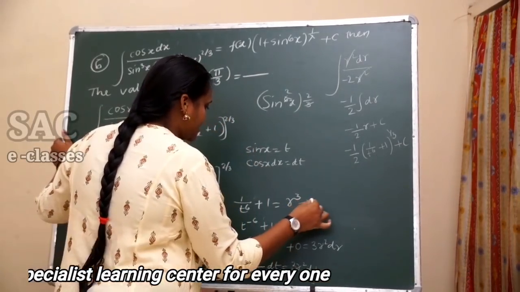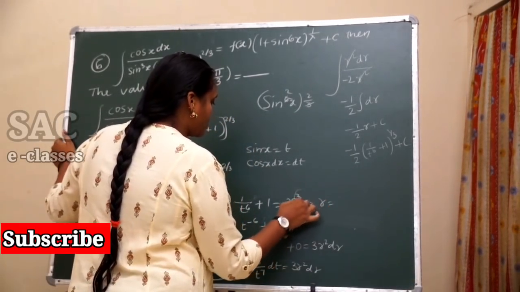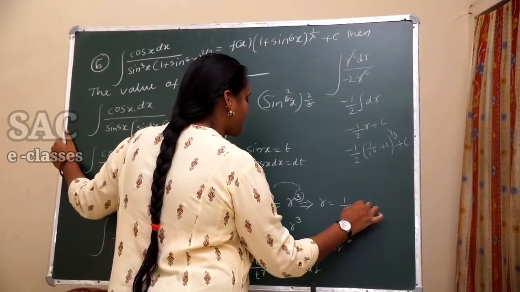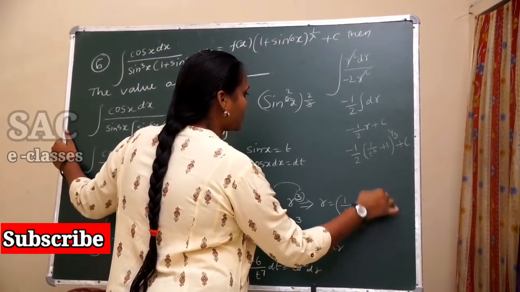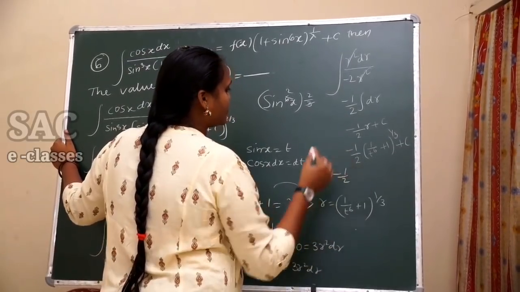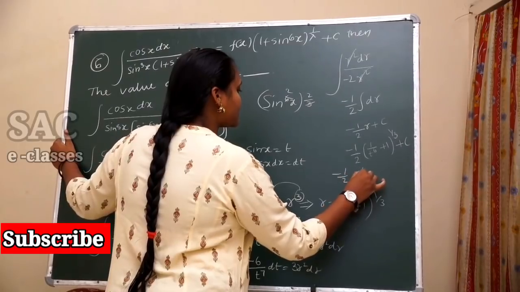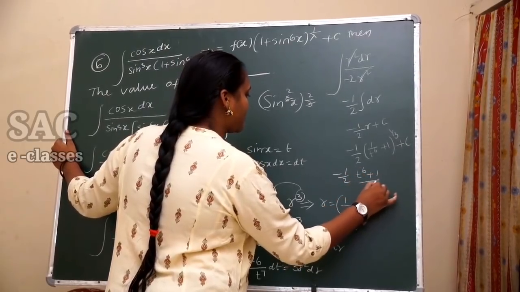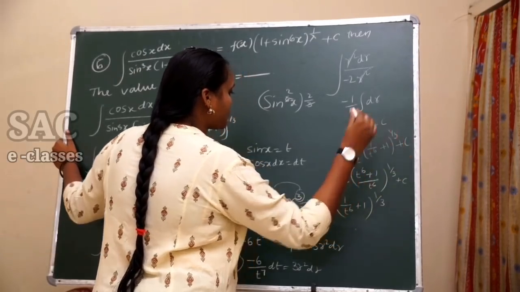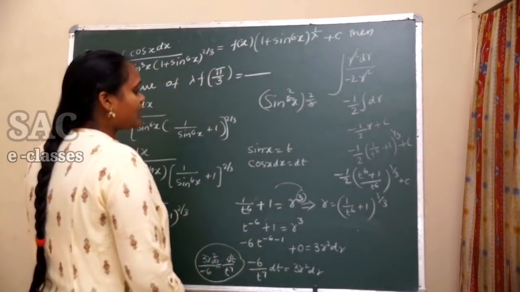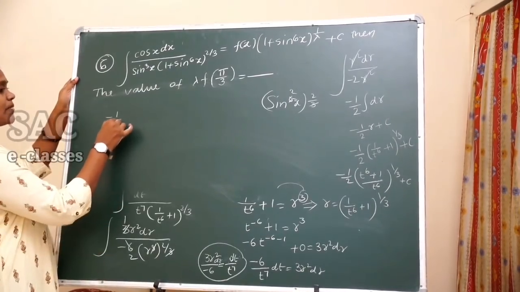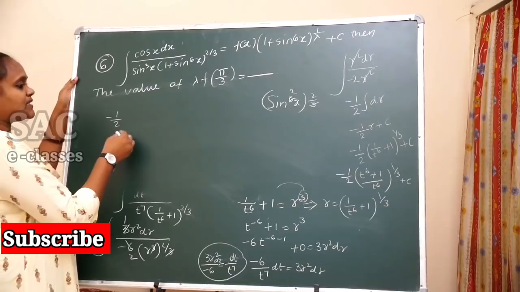You can write r cube, which can be transposed as t power 6 plus 1 whole power 1 by 3. The same thing we have expressed here. So minus 1 by 2 into t power 6 plus 1 by t power 6 whole power 1 by 3 plus c. But the problem was not completed. Let us simplify this one further.